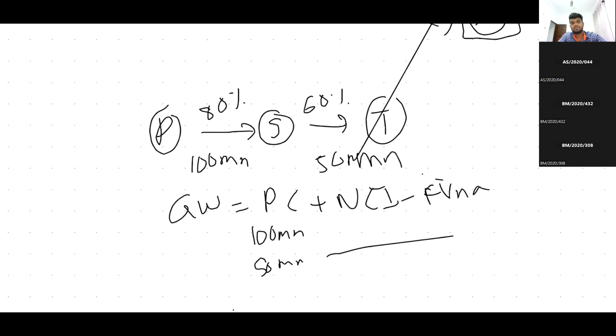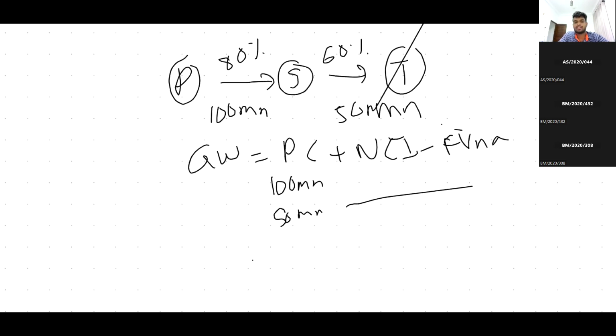No, we can't. It is wrong. So we can't take 50 million. Then how much do we have to take? Just tell me. At this point also people get it wrong.